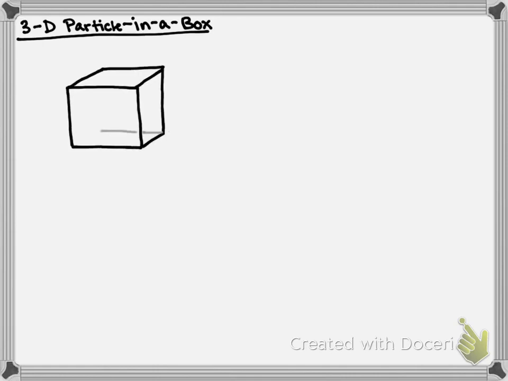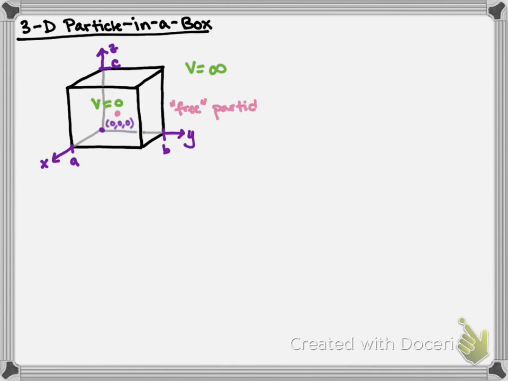Assume we have a box such that the back corner of this box sits at the origin, X, Y, and Z are all equal to 0. The box is of length A in the X direction, B in the Y direction, and C in the Z direction, such that the volume of the box is ABC. Inside the box, the potential energy is set to 0. However, outside the confines of the box, in all directions, the potential energy is set to infinity, trapping the free particle within the box.